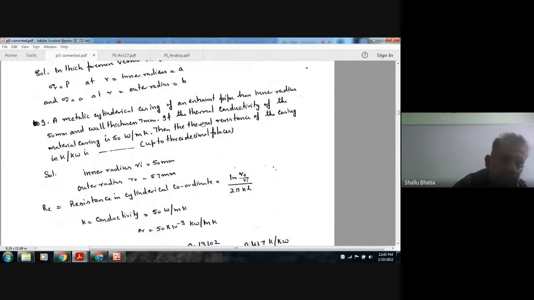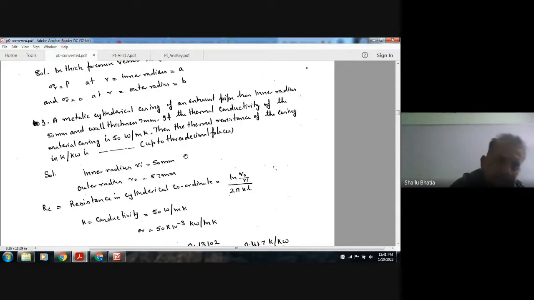Next, a metallic cylindrical casting of an exhaust pipe has inner radius 50 mm and wall thickness 7 mm. If the thermal conductivity of the metal casing is 50 watt per meter per degree Kelvin, then the thermal resistance of the casting in Kelvin per kilowatt is, up to 3 decimal places.